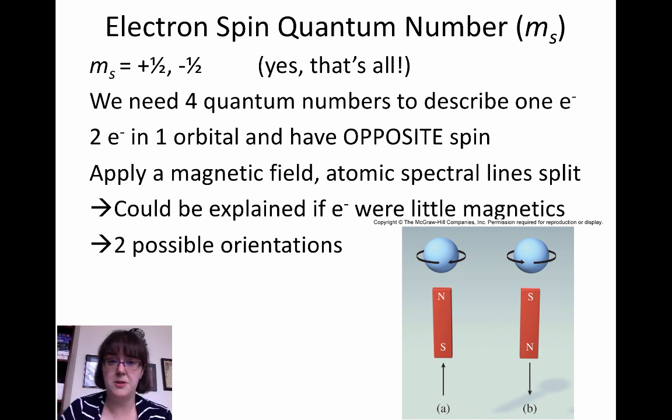So the important thing for you is that they are equal and opposite values. So that's the nice thing, is M sub S is kind of a nice, relatively simple, only has 2 options, but you do need to know what those 2 options are.